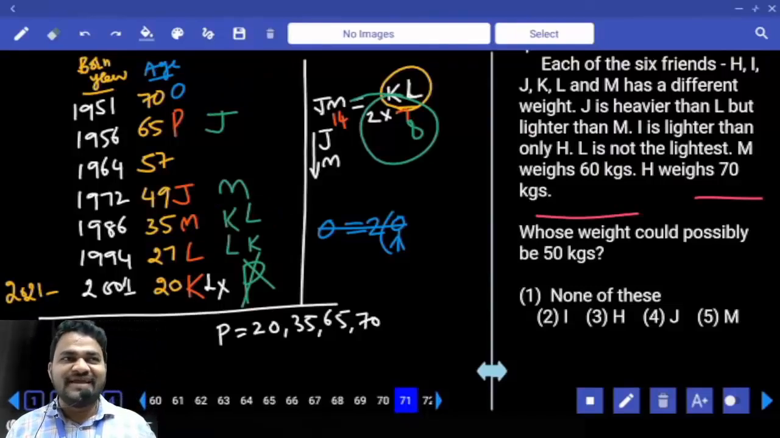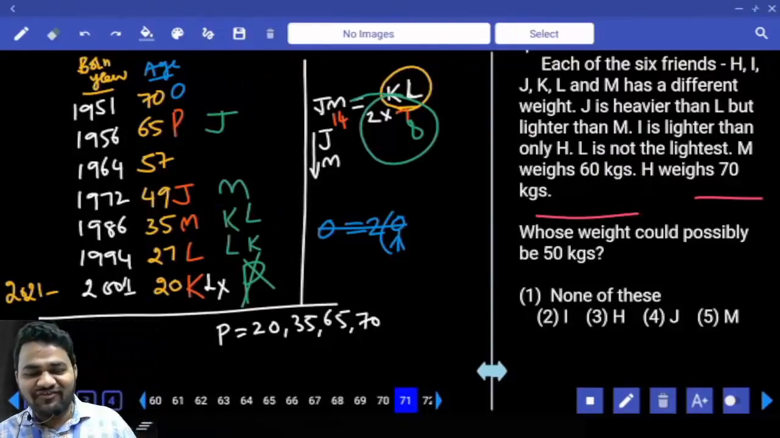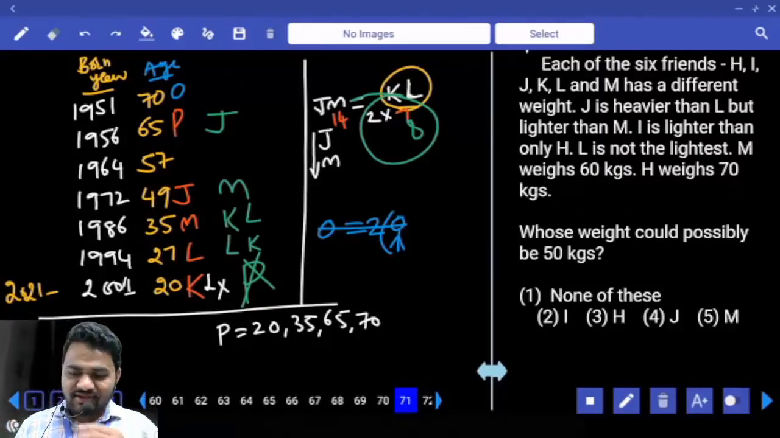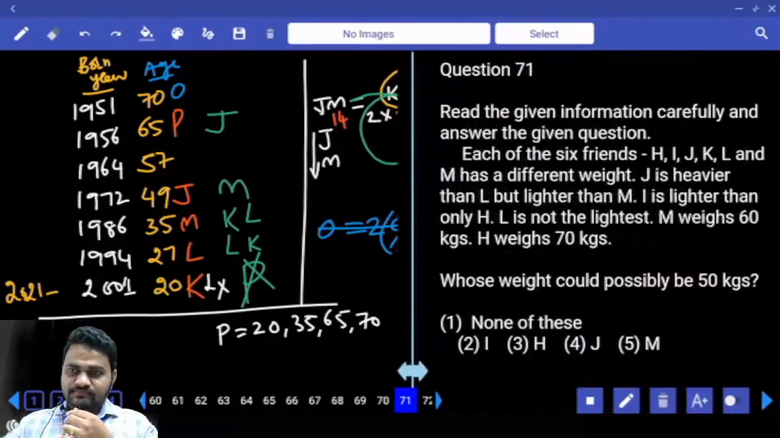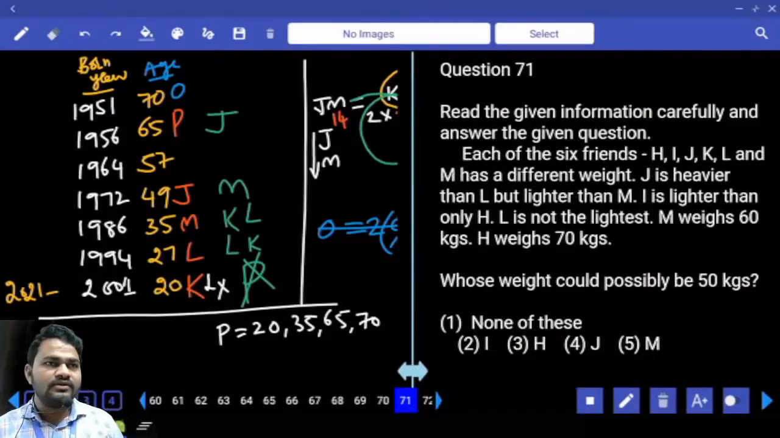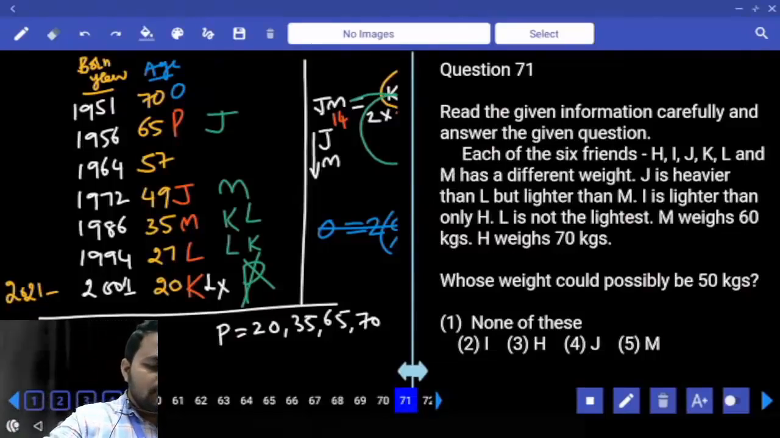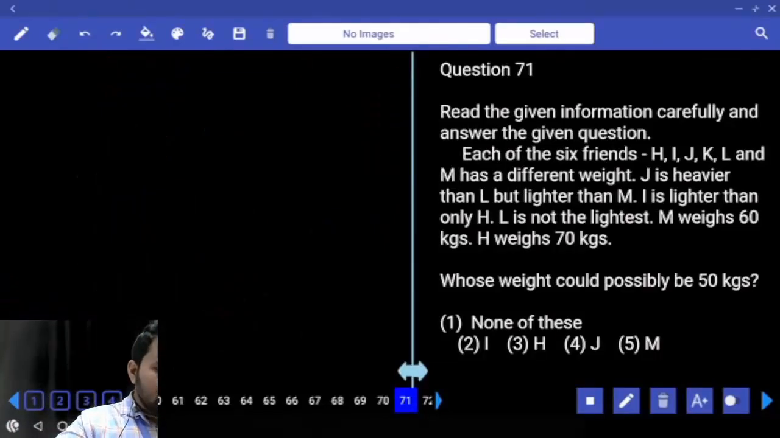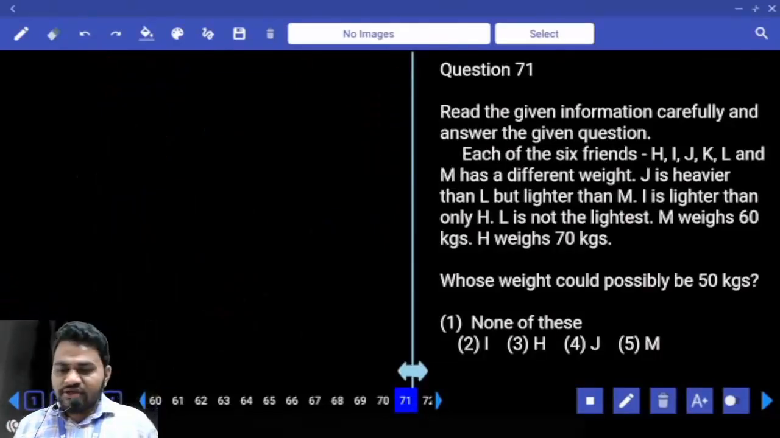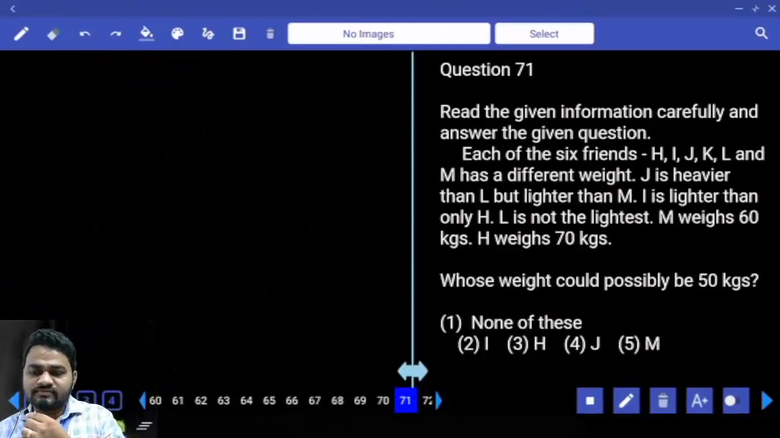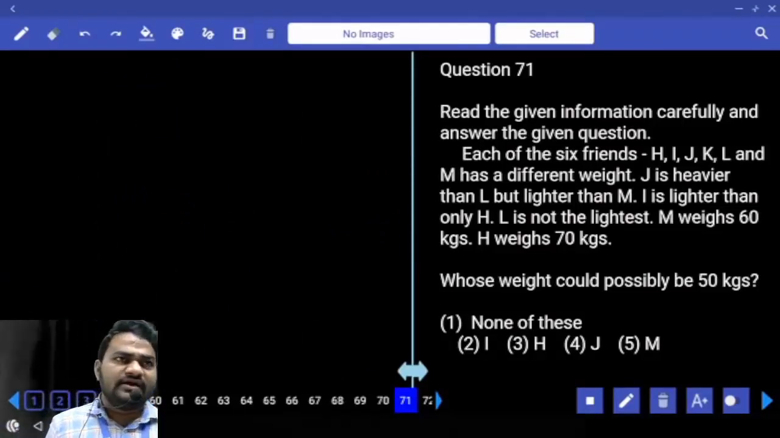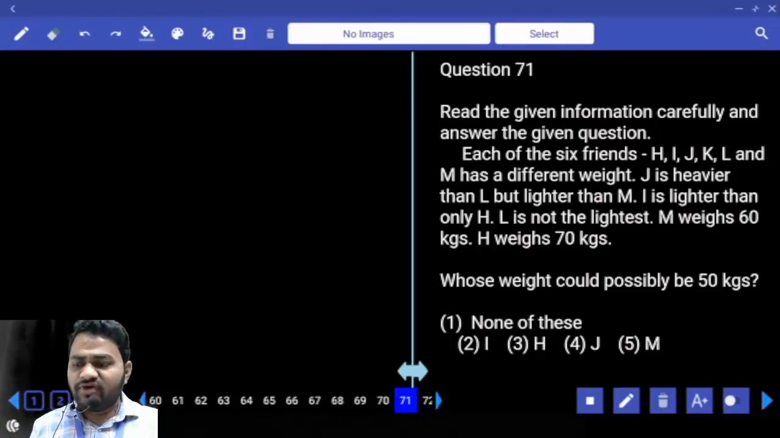Condition has to be mentioned that P's age is multiple of 5 but not youngest. Next, number 71. Each of 6 friends has different weight. We have 7 persons, 6 persons with respect to weights.